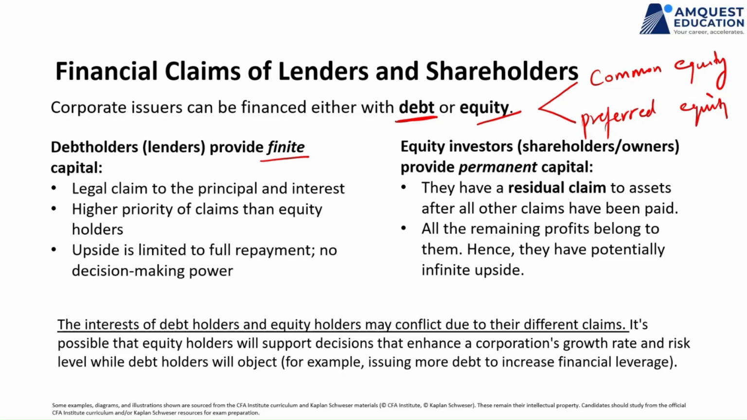So in general, lenders will never provide infinite capital. What they may finance as a percentage of your requirement varies: 30, 40, 50, 60% they can finance. But the more they put money into the business, the less you're incentivized to run the business because it's not your money. So debt holders provide finite capital. They have a legal claim to the principal and interest, which means you have to pay them their principal amount back along with the contractual interest payments. They also have a higher priority of claim than equity holders, right?